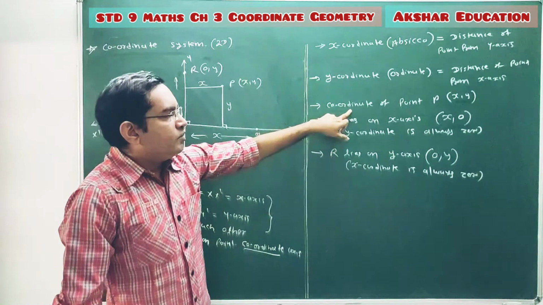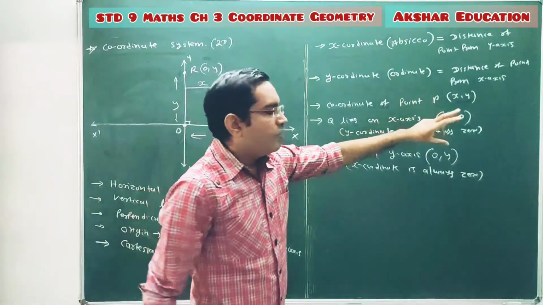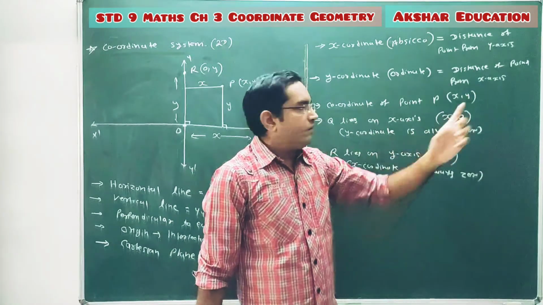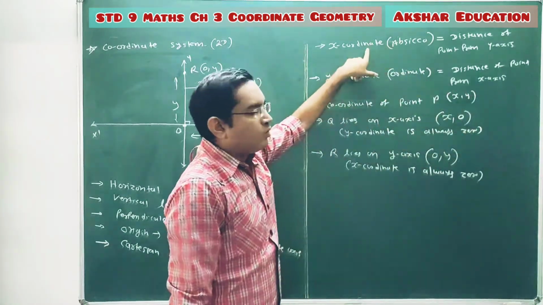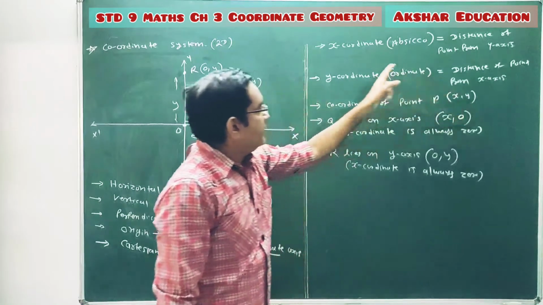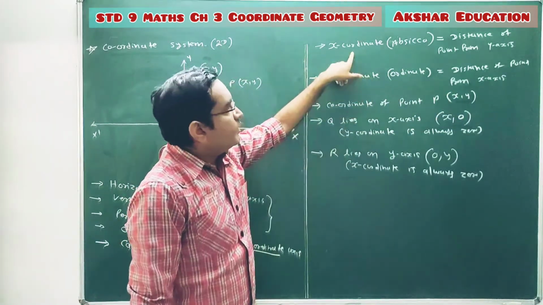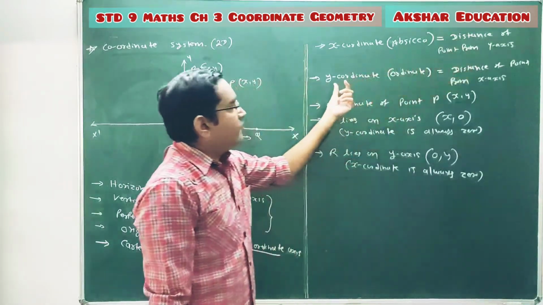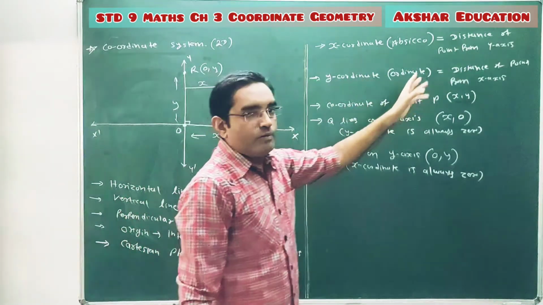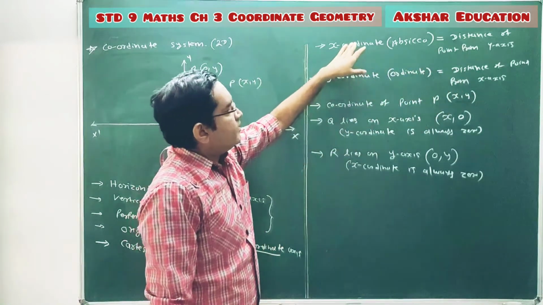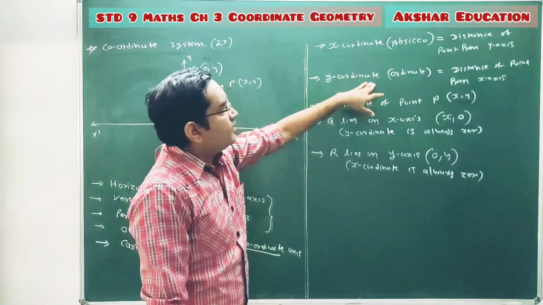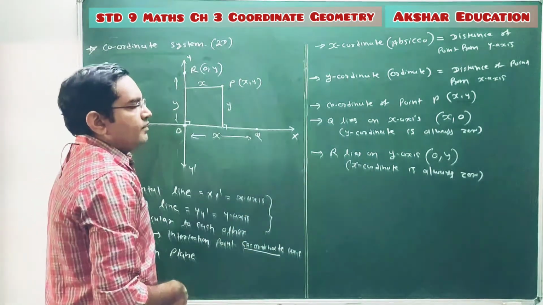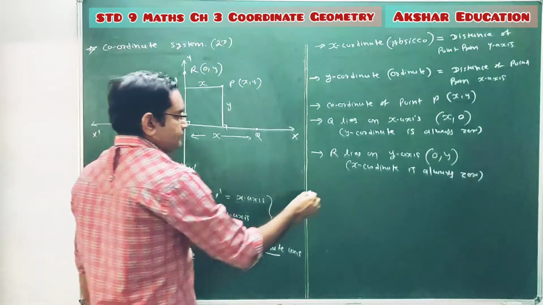What is a coordinate? A coordinate is nothing but one ordered pair. Ordered pair means order is important. We have to consider 2 elements. The first element represents the x coordinate, the second element represents the y coordinate. X coordinate means the distance of the point from the y-axis, and y coordinate means the distance of the point from the x-axis. The x coordinate's other name is abscissa, and the y coordinate's other name is ordinate. So it will give the coordinates of any point x, y.